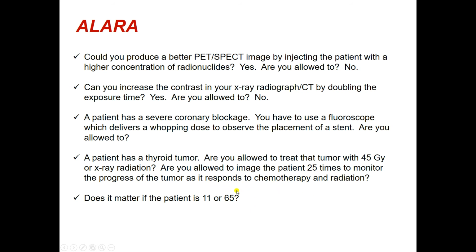So what is reasonable for the 65-year-old may not be reasonable for the 11-year-old. So there is no equation for this type of ethical medicine. It is just a guiding principle, and it requires a current understanding of what the optimal amounts are. So keeping up to date on the research, keeping up to date with the literature is going to be really, really important for these types of occupations.